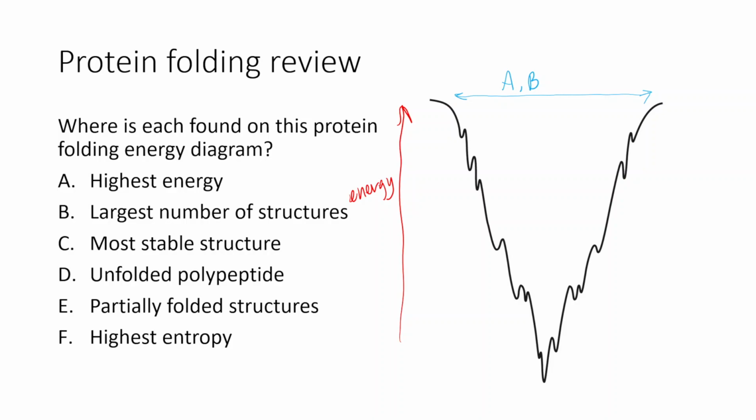The lowest point, exactly. So C is down here. We have our most stable structure, and that goes inversely with B, right? So where we have the largest number of structures, that's where it's the most unstable, towards the top. Towards the bottom, where we have that funnel coming to a point, that's our most stable point, where we have the least number of potential structures. That's where the protein has found its ideal folded state. So it's very stable, and there's only one or very few potential conformations.